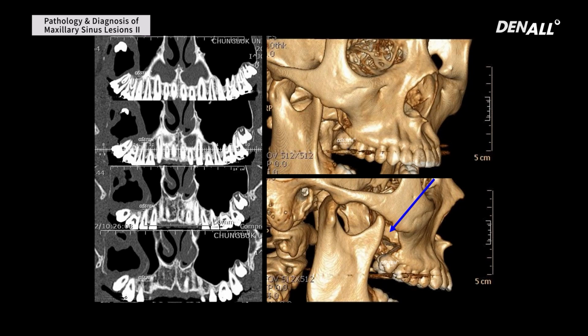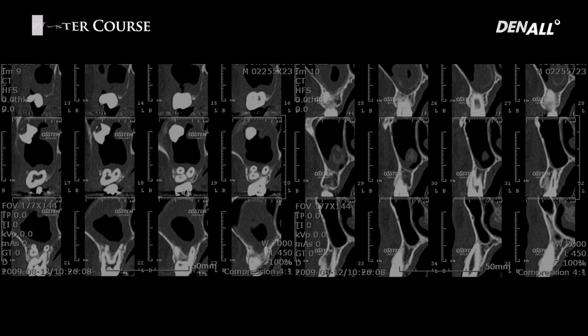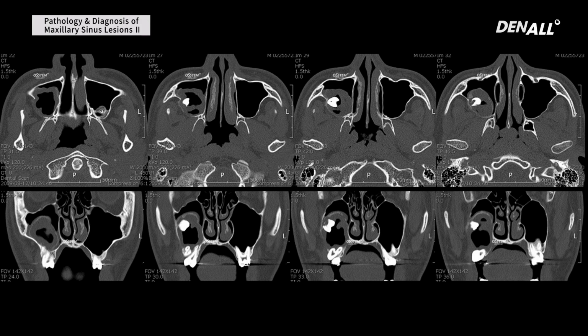CT was taken. This is similar to the case before. Within the sinus, there is an independent cystic cavity. The patient did not experience any symptom. On the maxillary tuberosity side, the bone has been destroyed. You can see that this is not an independent lesion within the sinus. A cystic lesion within the sinus is observed on CT.